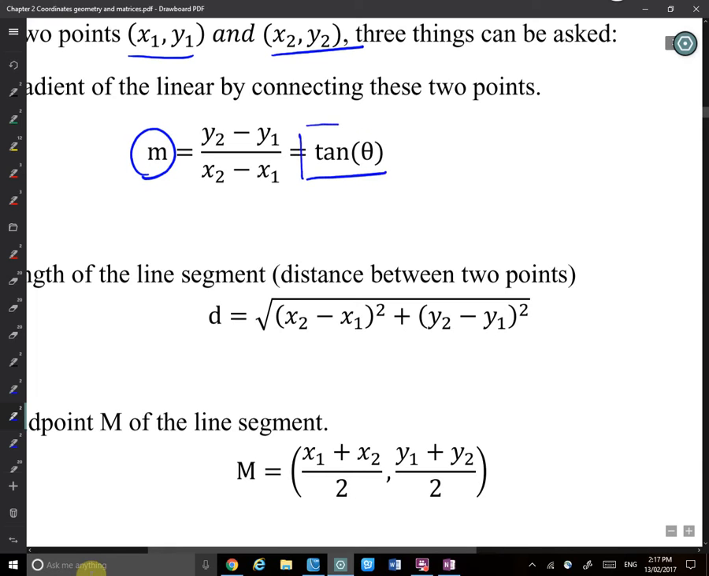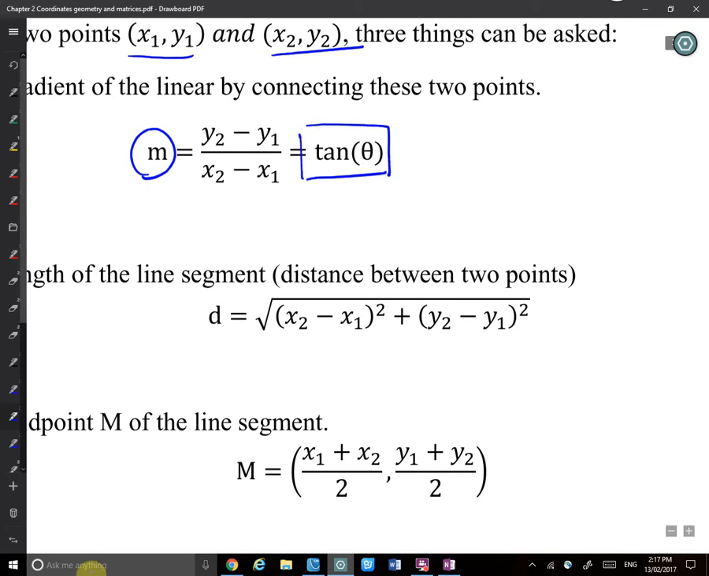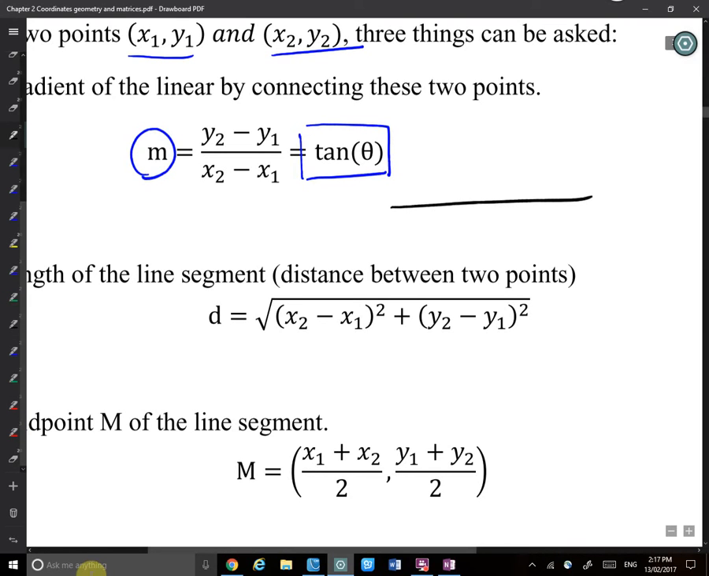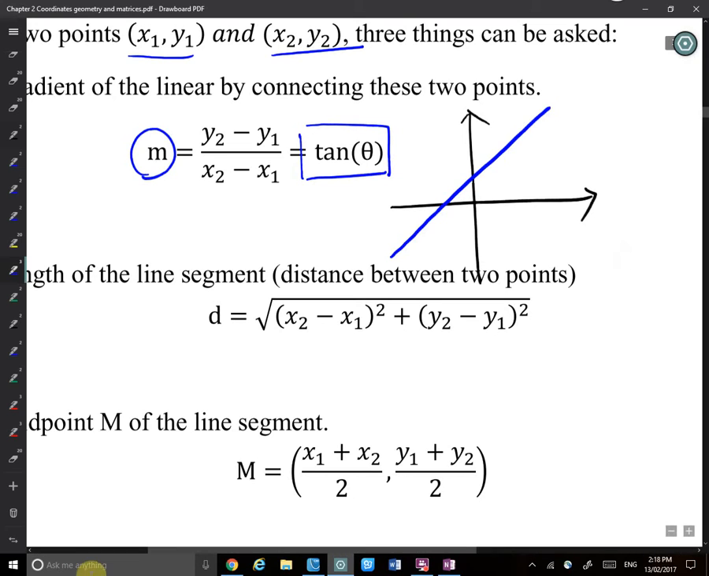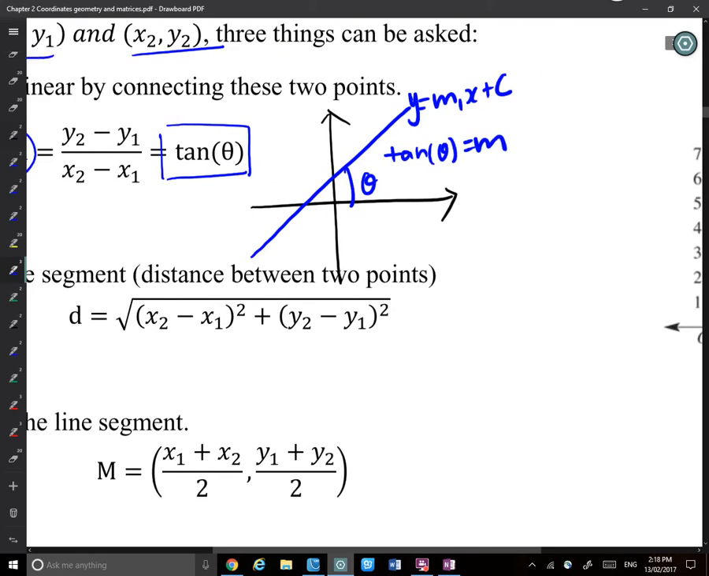The gradient really represents tangent theta. So what is tangent theta? I think you learned that in year 11, but to make sure you still remember, I have a line sketched. The positive part of the line and the positive side of the x-axis will form an angle. So this angle will be theta here. Let's say we have this line y equals to m1x plus c. Then tangent theta will equal m1. So tangent theta will give you the gradient.